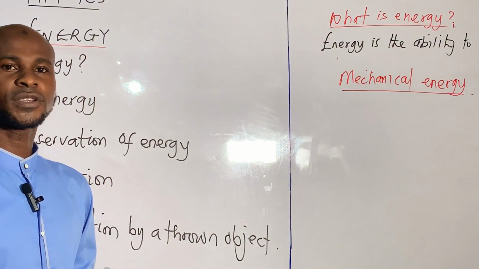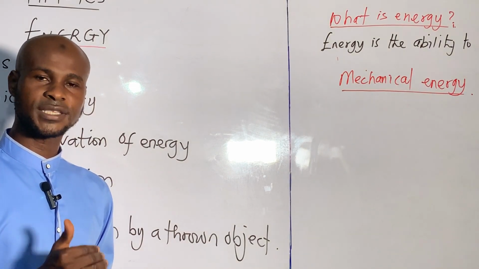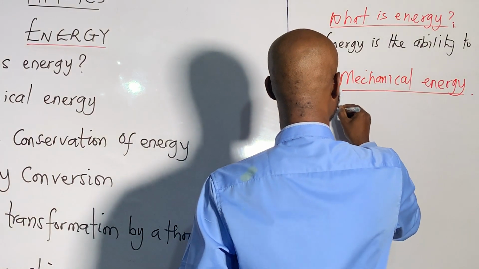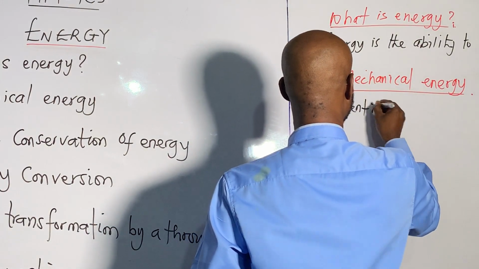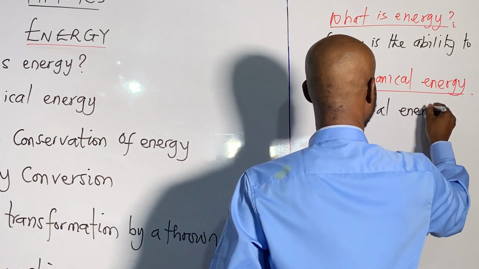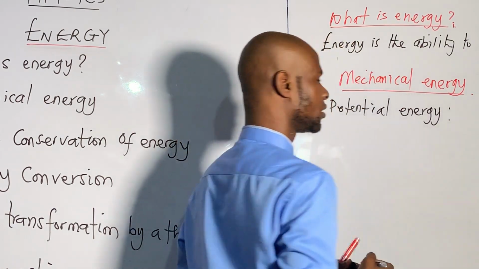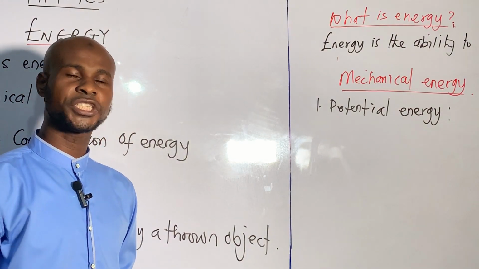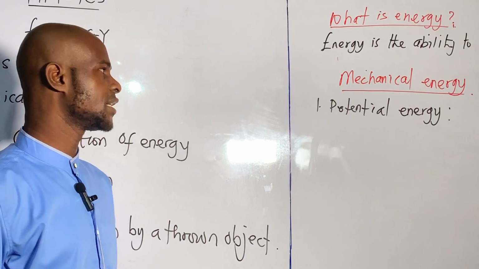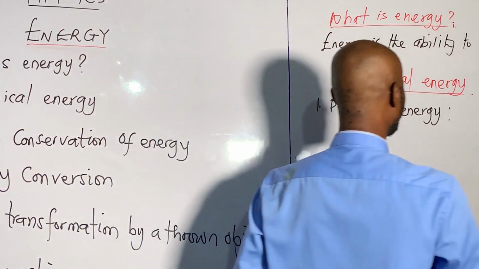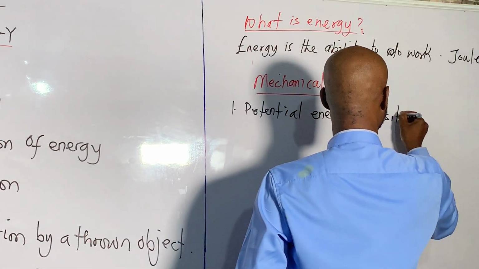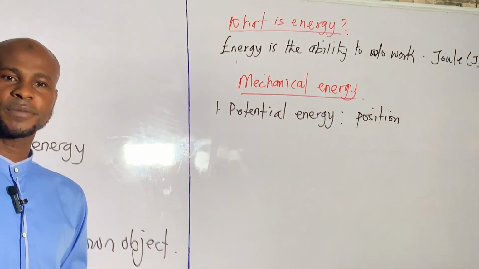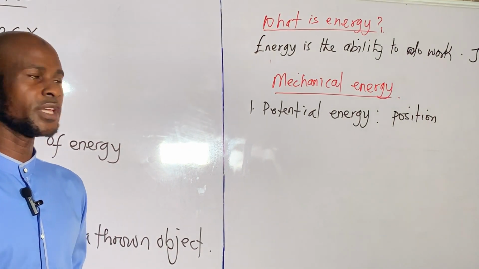So we now come to the forms of mechanical energy or types of mechanical energy. The first one is potential energy, and the second one is kinetic energy. So let's try to look at potential energy. Potential energy is the energy possessed by an object due to its position. Again, potential energy is the energy possessed by an object due to its position.